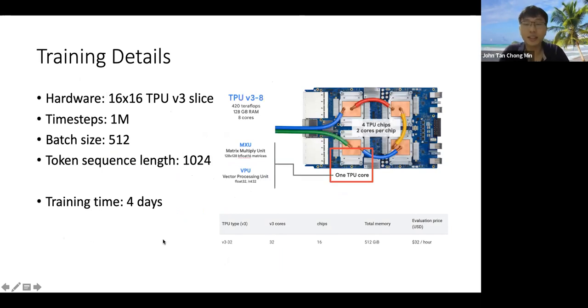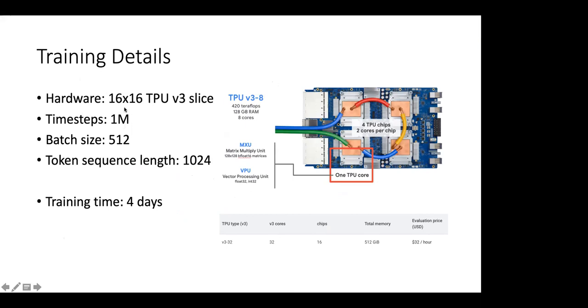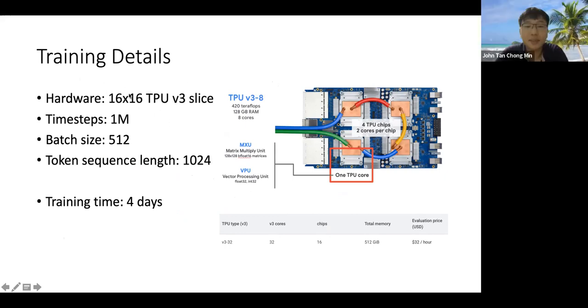All right, so this slide here, I just included to show how difficult it is to train this architecture. They actually mentioned that in order to train this architecture, the hardware used is basically just 16 by 16 TPU V3. So I just put this here to show you. If you really want to train this, they actually use a batch size of 512, and the token sequence length is 1024.